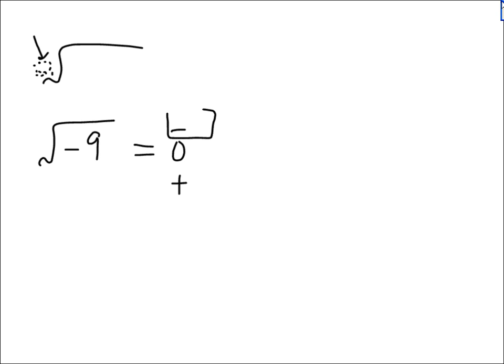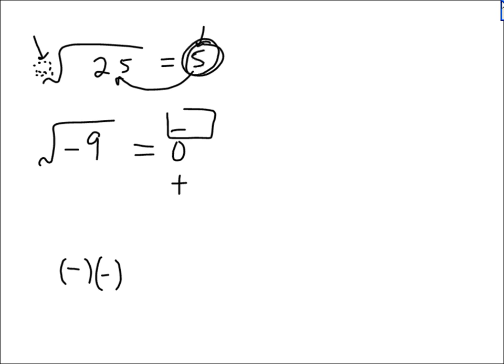Whatever negative number you put, remember, the square root of 25 is equal to 5, because when I multiply this number by itself, I get 25. If I take any negative number, negative 1, negative 3, negative 10, and I multiply it by itself, I'm going to get a positive number, which will never ever equal negative 9. So you can't be negative.